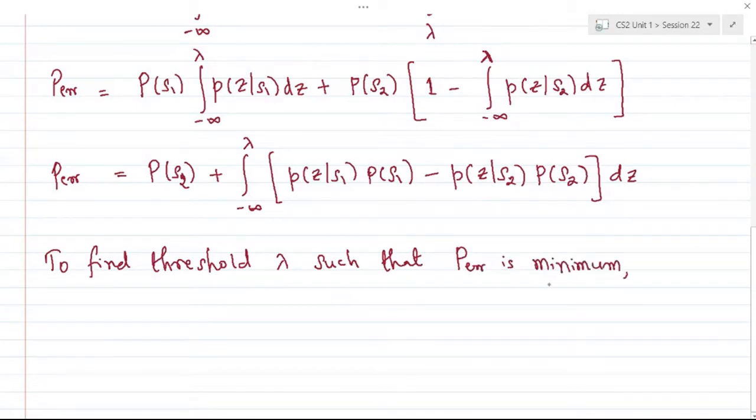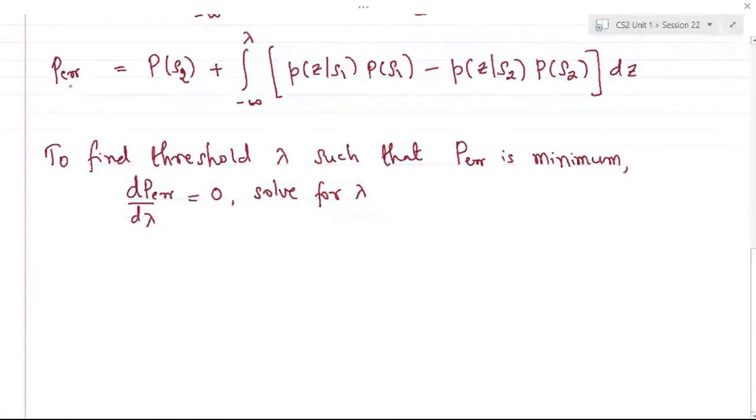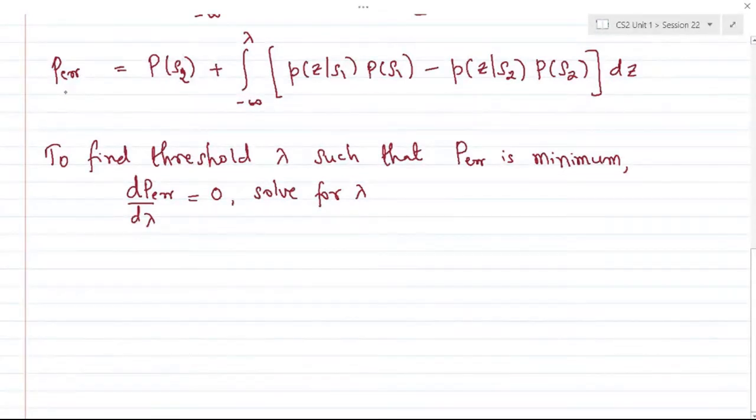Basic mathematical relation: differentiating this function to first order and equating it to 0, then solving for lambda, would give the value of threshold lambda for which this probability of error is minimum. But we will certainly also have to check the second-order differentiation, which should be negative after substituting lambda. You can definitely check that once we derive an expression for lambda.